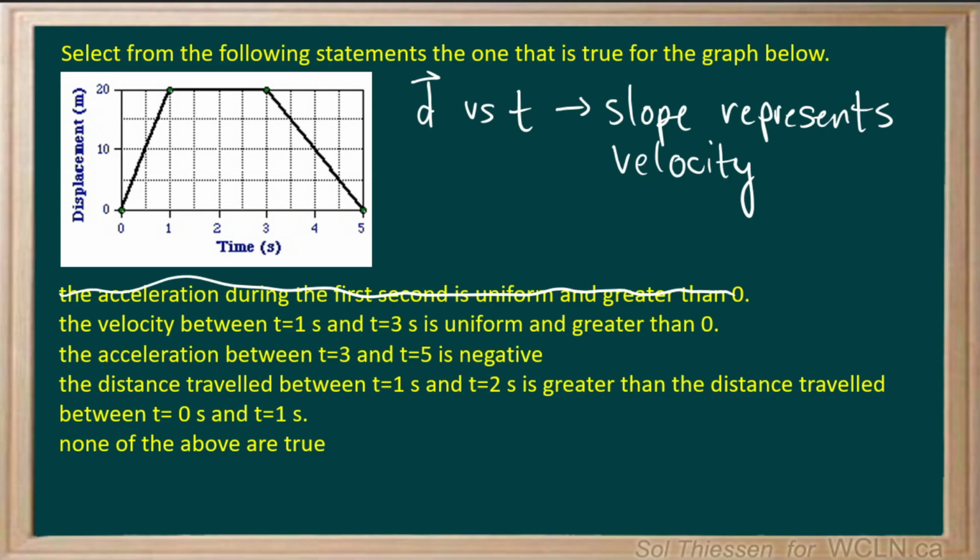So for that reason, this statement is not true. It says that the velocity is uniform and greater than 0. While it is uniform, it is not greater than 0.